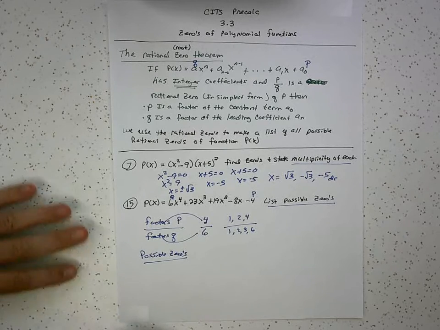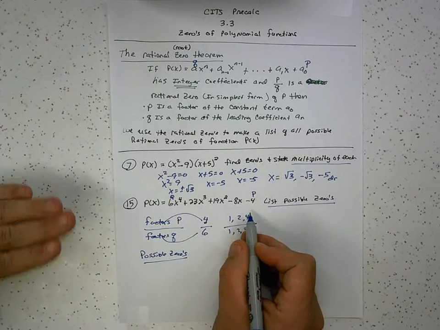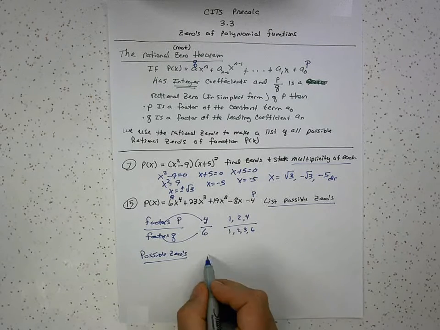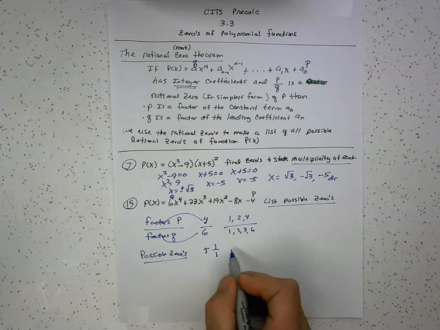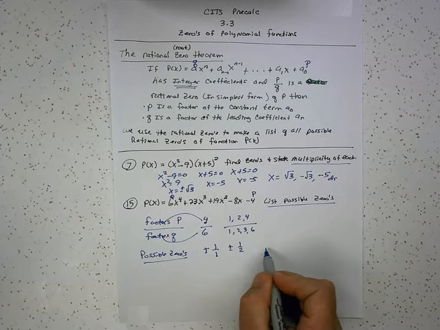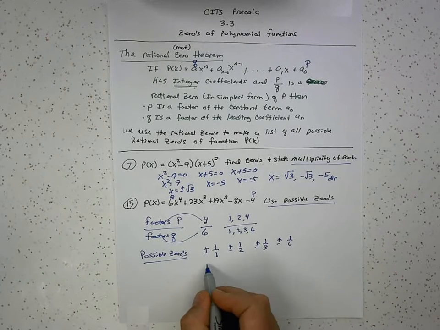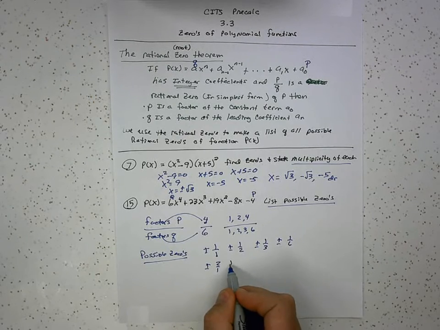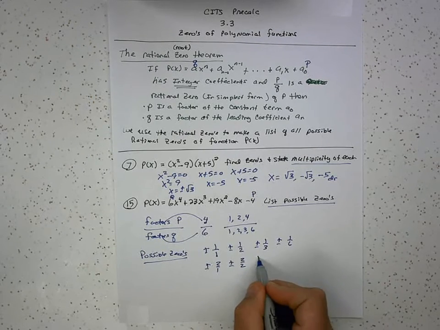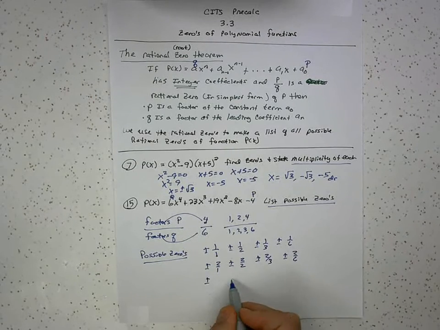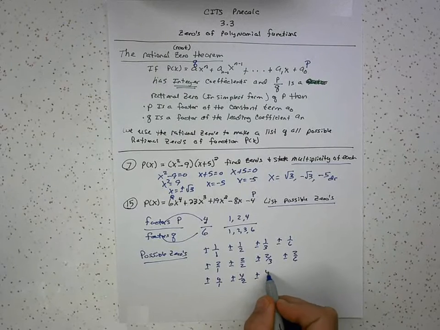The possible zeros of this polynomial. Possible rational zeros. Okay? Not imaginary. The possible zeros are given by plus or minus 1 over 1, positive and negative 1/2, plus or minus 1/3, plus or minus 1/6, plus or minus 2 over 1, 2 over 2, 2 over 3, 2 over 6, 4 over 1, 4 over 2, 4 over 3, and 4 over 6.